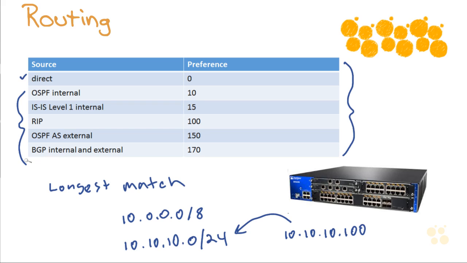If for whatever reason, and this is crazy talk, I know, but you wanted RIP to be more believable and preferred over OSPF, you could do this by manipulating the preference value of RIP and making it below 10, the value for OSPF internal prefixes.